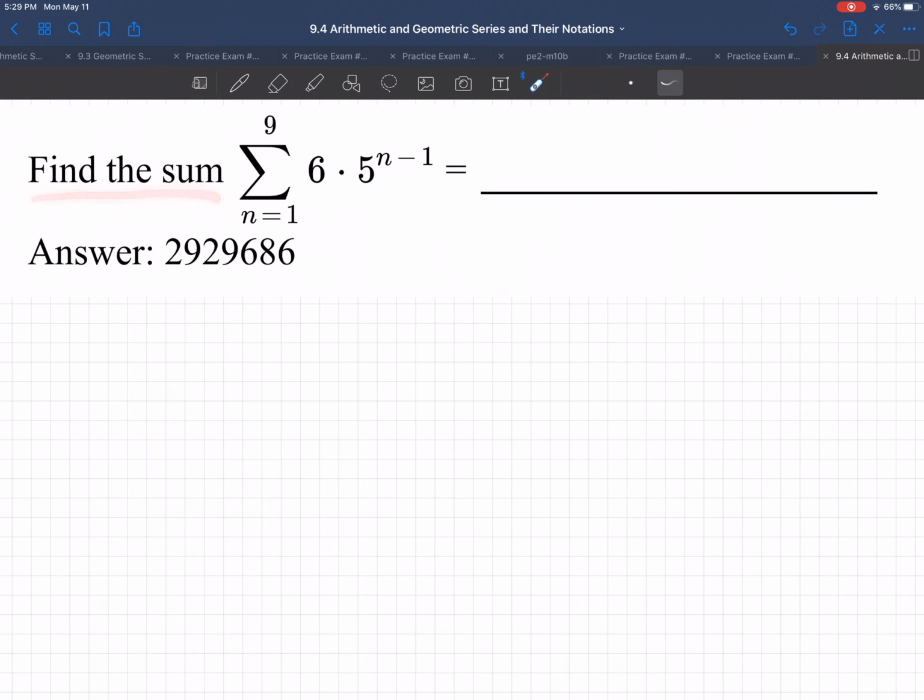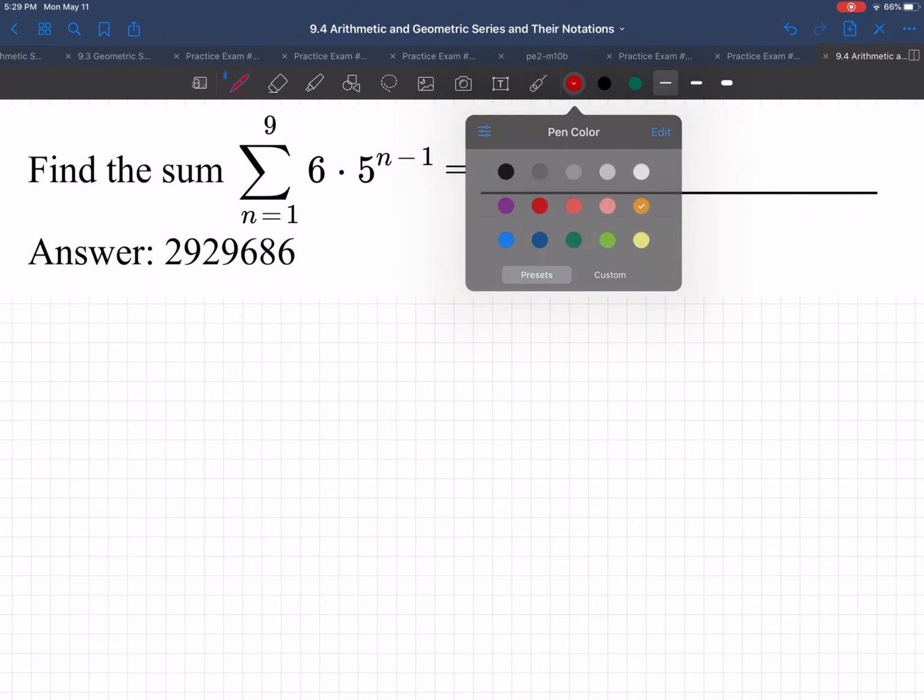Find the sum, listed right there. We already have an answer for us. So how did they come up with that? How do they find the sum of that series?